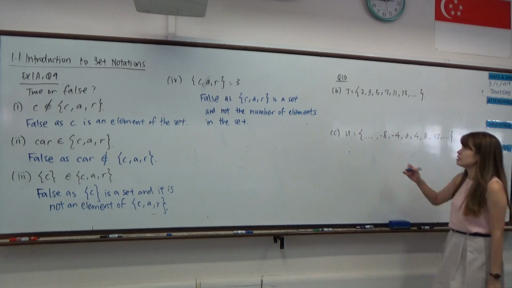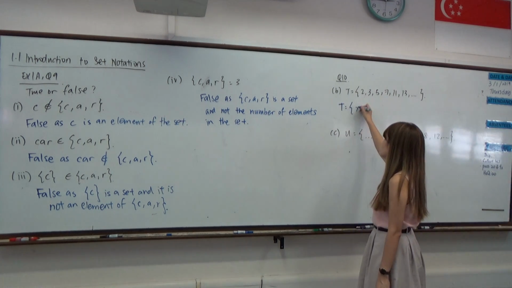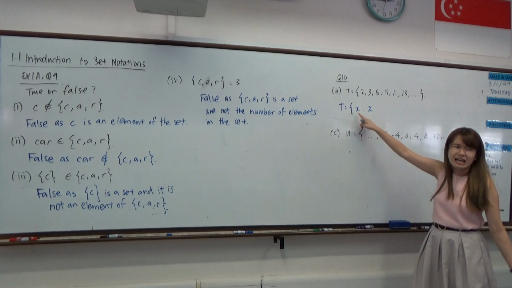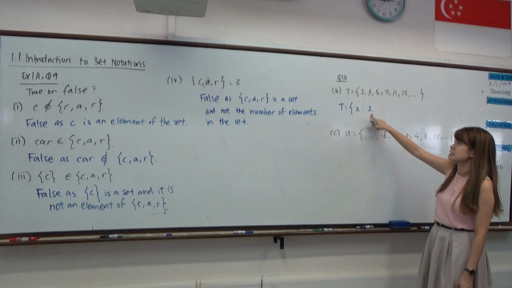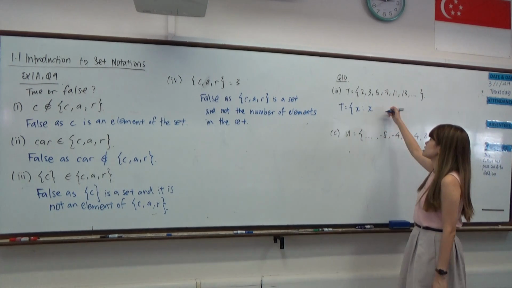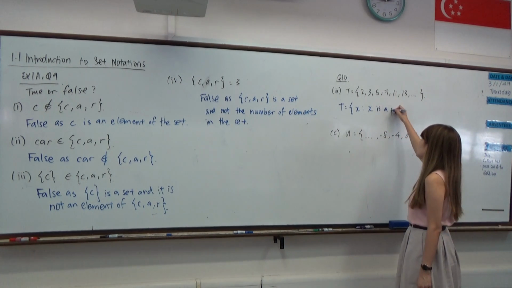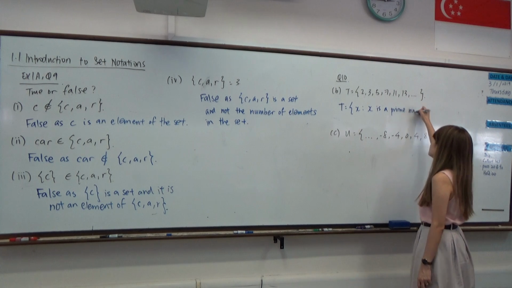Prime numbers. Okay, so we will write T equals to {x such that x is a prime number}. You can use any other letter. You want to use A, B also can. Just that over here, make sure it's the same letter.